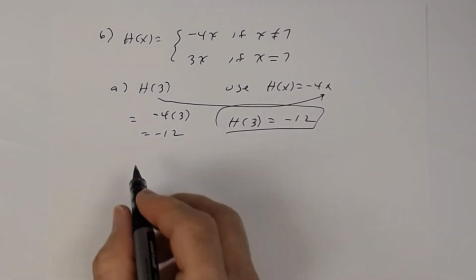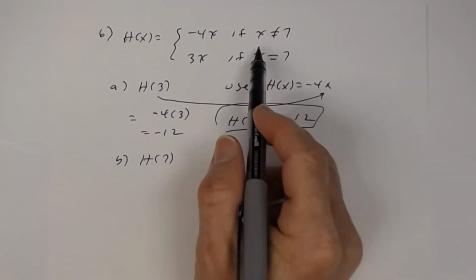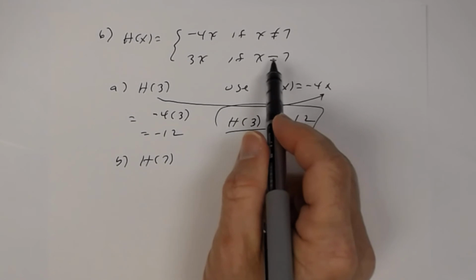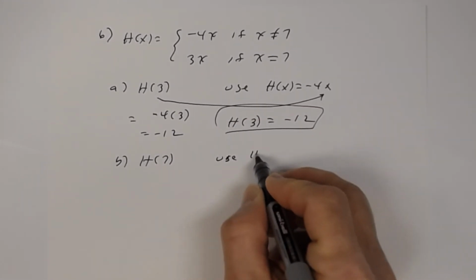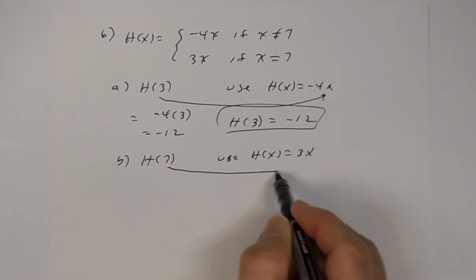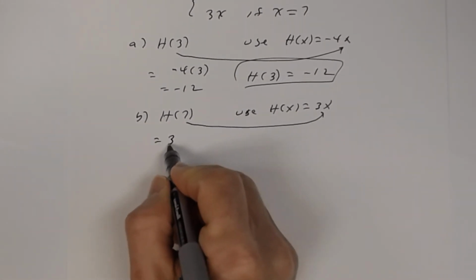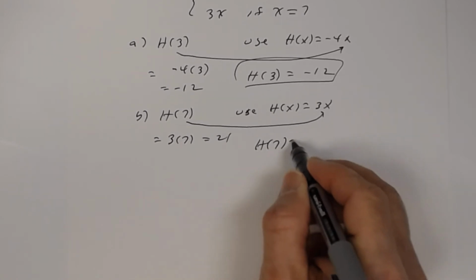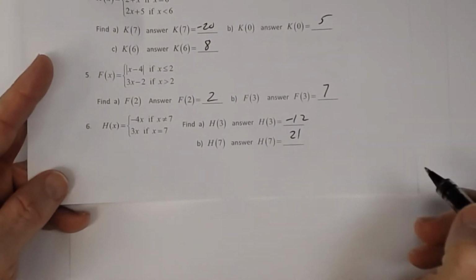And then B, you want to find h of 7. Again, which part of the domain does x equals 7 fall into? Well, it's this one because 7 equals 7. So you're going to use h of x is equal to 3x. We see the variable x, you substitute 7. So this becomes 3 times 7, which is 21, and therefore h of 7 is equal to 21. So that goes here.